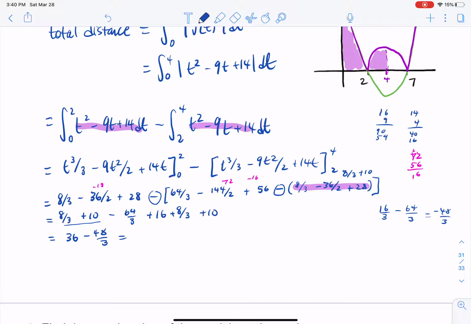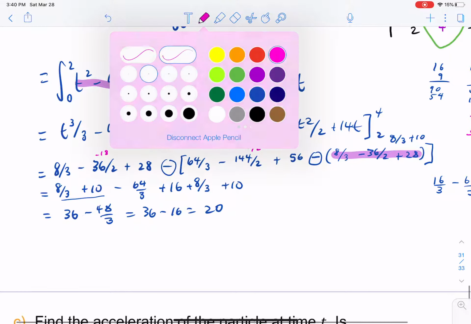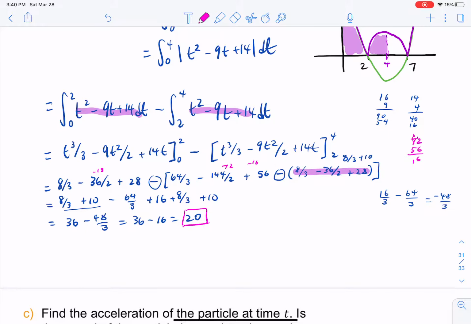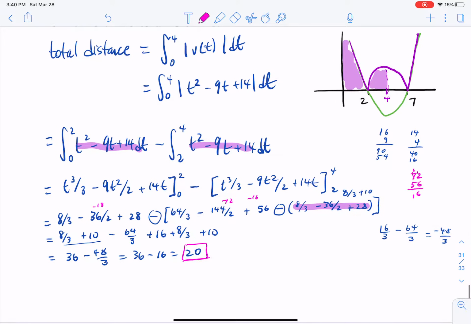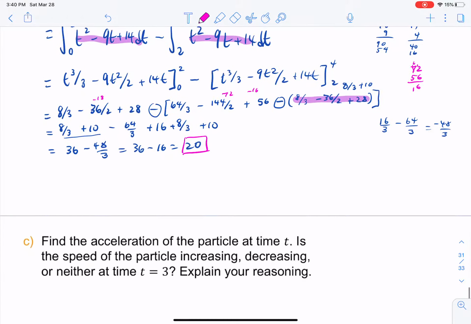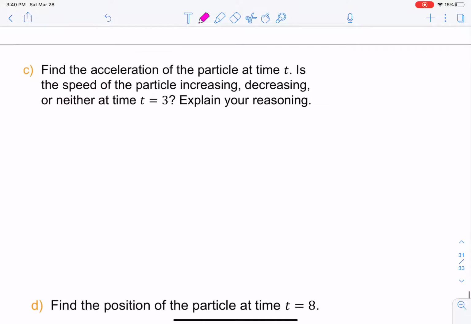48/3, which is 16. 36 minus 16 gives me 20. Yeah, if you were in your shoes, I would have safe stopped that. I would have said, no, I'm not doing that. Not unless there was a particular reason where you absolutely had to have that number for the next part or something.